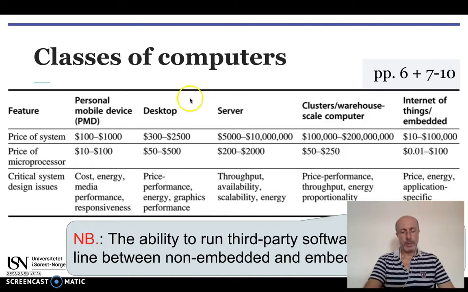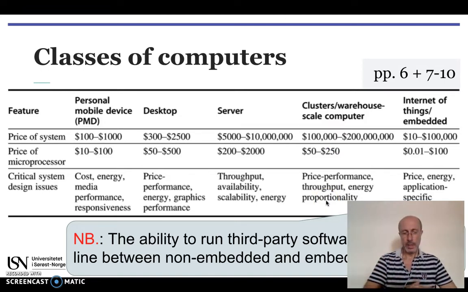Now, this table shows that the application domain determines the various classes of computers as we know them today. Real-time media performance, for example, and responsiveness are important features for processors used in personal mobile devices. On the other hand, warehouse-scale computers are designed so that tens of thousands of servers can act together as one.